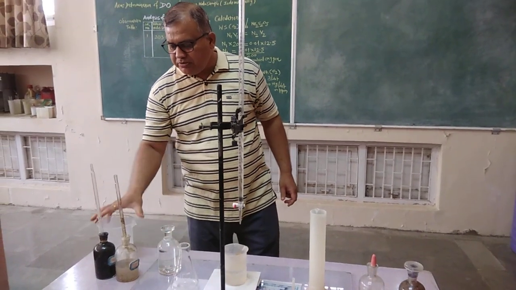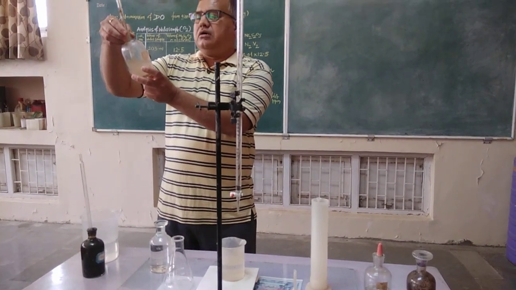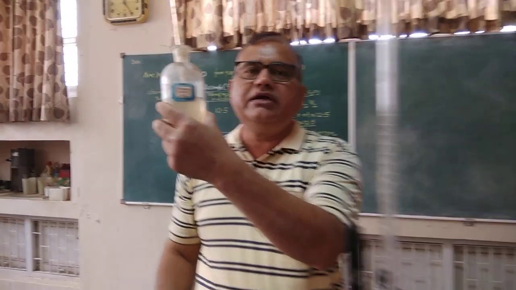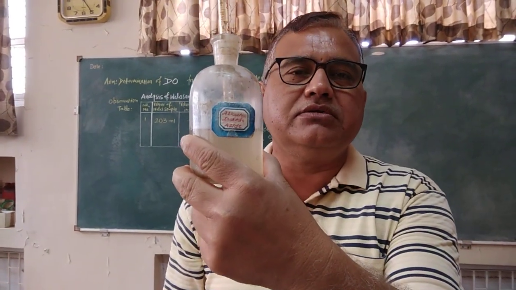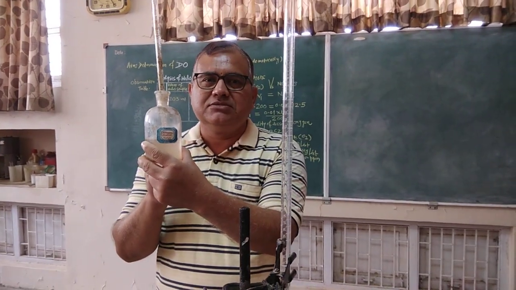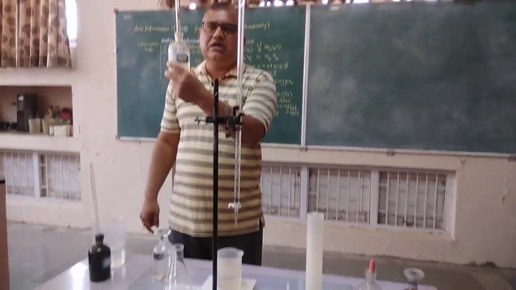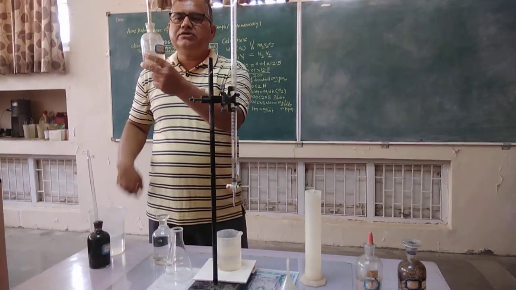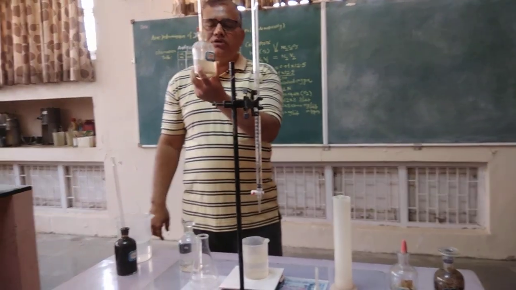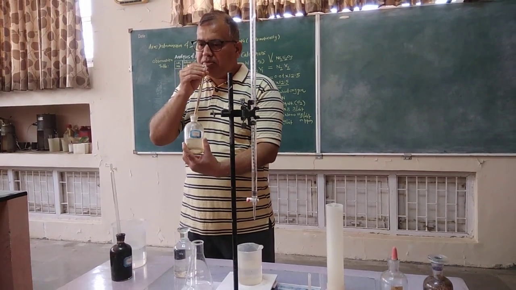Now what is the next step in the procedure? You require an alkaline iodide azide solution. See, this is alkaline iodide azide solution. Why is it alkaline? Because the solution is prepared in NaOH, not in water. So NaOH is present in this alkaline iodide azide reagent. Just add only 2 ml of this solution to the water sample. So just pipette out exactly 2 ml.